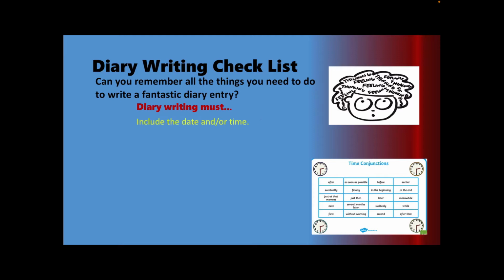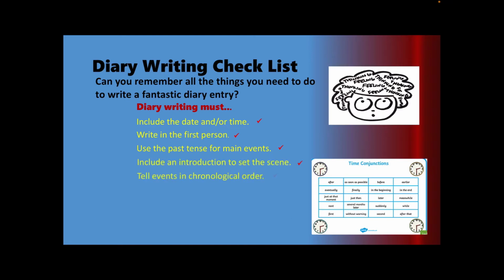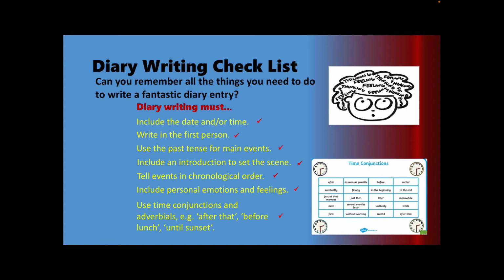A diary entry must have a date or time. You must be writing in the first person, so using those pronouns, me, my, I. Most events are in the past tense, so they've already happened. You could use an introduction to set the scene. You are telling events in the order that they happened, and you are going to talk about some personal emotions and feelings, and also you are going to be using some time conjunctions or some adverbials, and you might want to use some fronted adverbials as we've just been thinking about them.